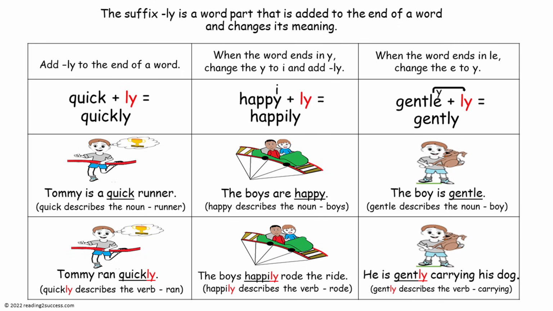Ly is a word part that is added to the end of a word and changes its meaning. This video focuses on the 3 rules of how to add ly to a base word. Number 1, add ly to the end of a word. Number 2, when the base word ends in y, change the y to i and add ly. And number 3, when the word ends in le, change the e to y.